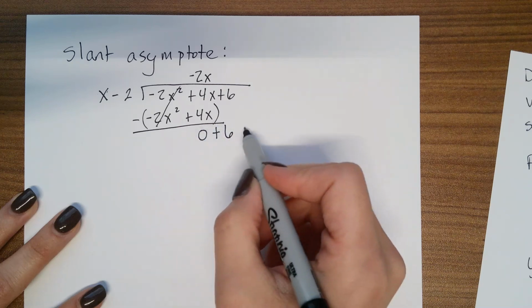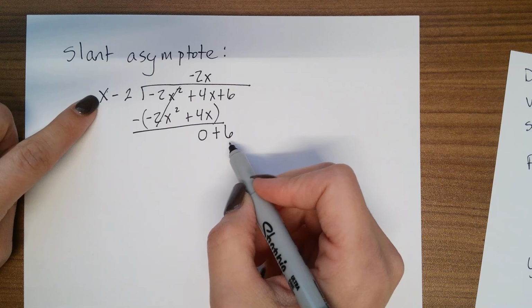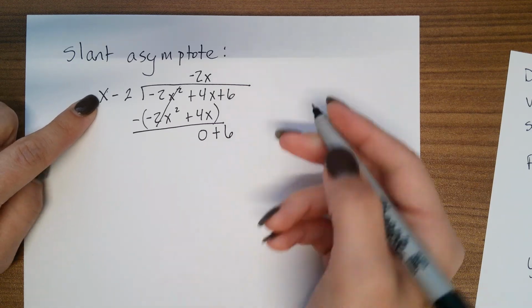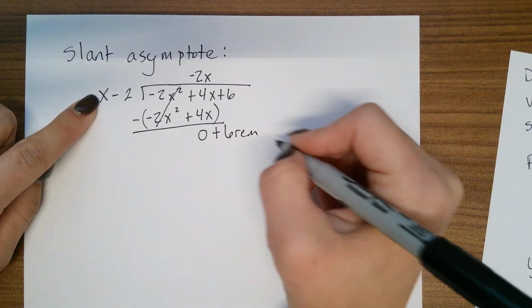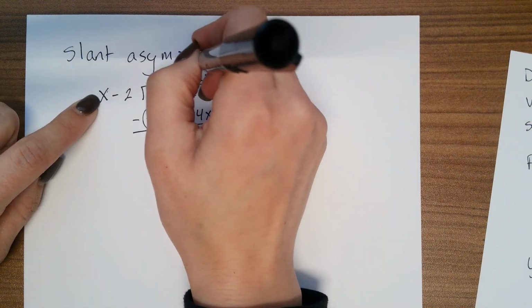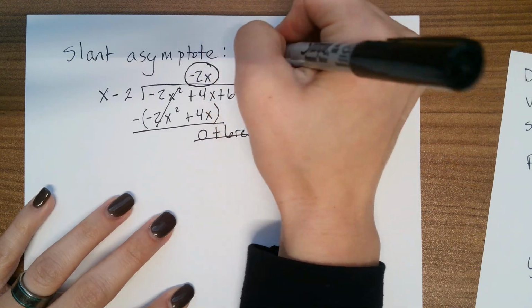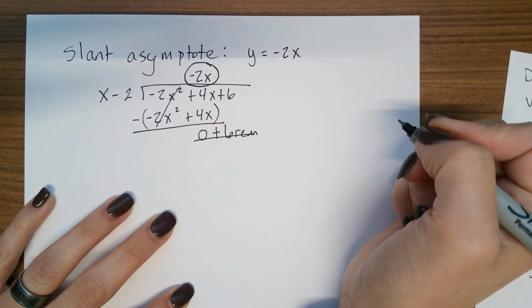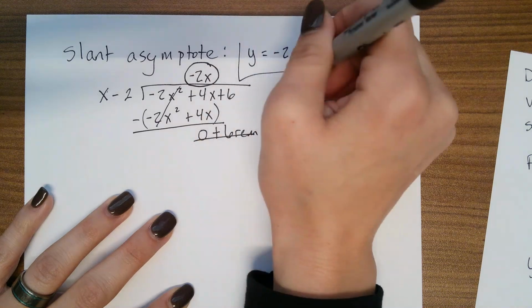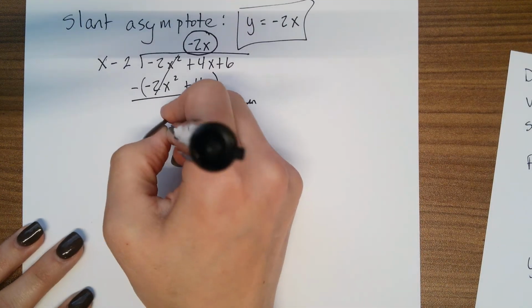Once I get to a piece that has a lower exponent than what I'm dividing by, I know that this is now my remainder. So when we're talking about a slant asymptote, the remainder really doesn't make any difference. I know that this is my slant asymptote. So y equals negative 2x is my slant asymptote. So we have all of our pieces now. So I'm going to go ahead and start graphing this.